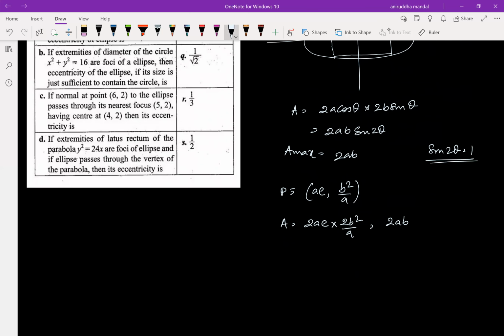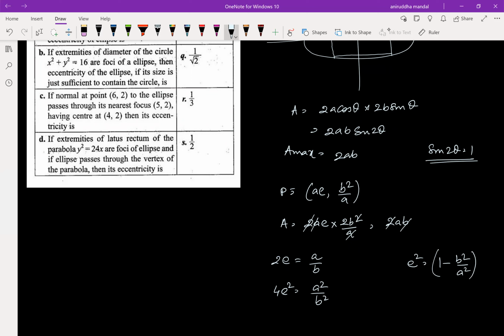Okay. So now we just have to find the value of this e. So e equal to, okay, 1 2 is remained, and this b square will get cancelled. So we have a by b. Okay, so 2e is a by b. So let's square it. So we have 4e square equal to a square by b square, and our e square equal to 1 minus b square by a square.